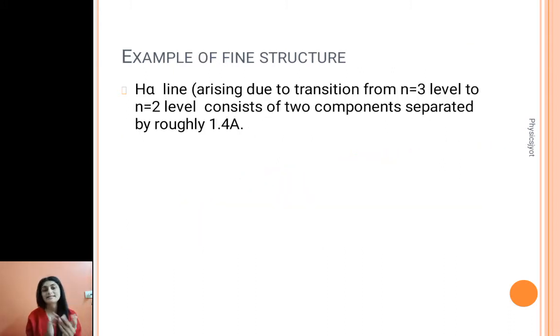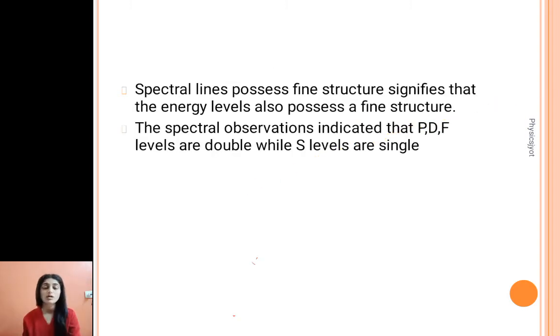As an example of fine structure, take the H alpha line, which arises in the hydrogen atom because of the transition from n equals 3 to n equals 2 level. It consists of two spectral lines which are separated by 1.4 angstrom. So, spectral lines possess fine structure. That means necessarily the energy level should also have a fine structure. And the spectral observations indicated that P, D, F, and other levels are double, that means those energy levels are double, but only S levels are single.